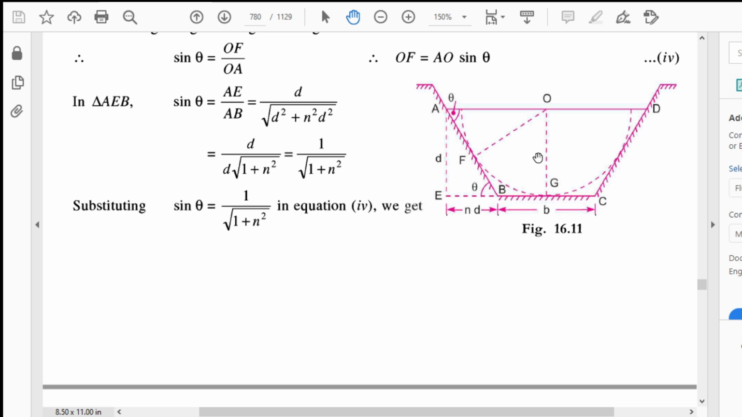From this you can conclude that these AB, BC and CD sides are tangential to the semicircle inscribed to this trapezoid. Inscribed means the semicircle which is drawn inside the section.